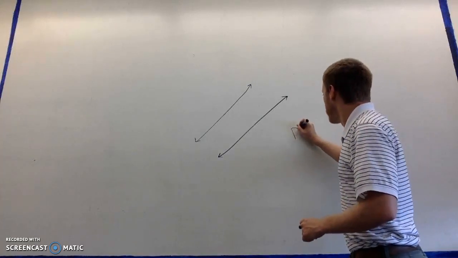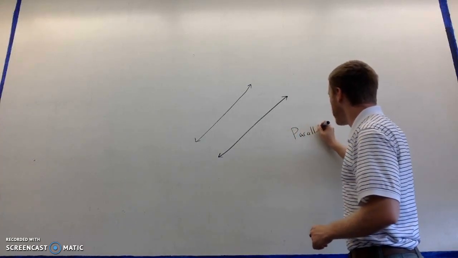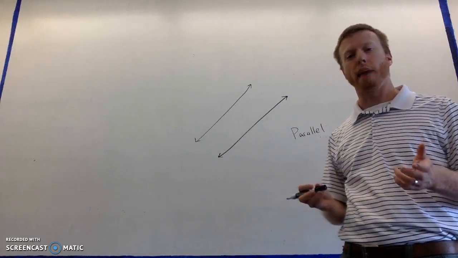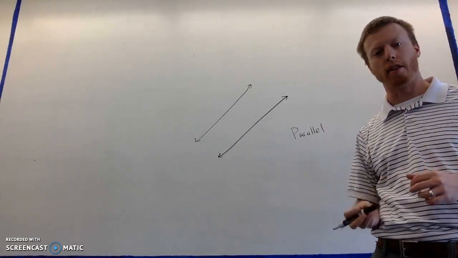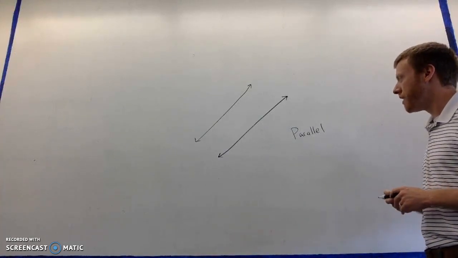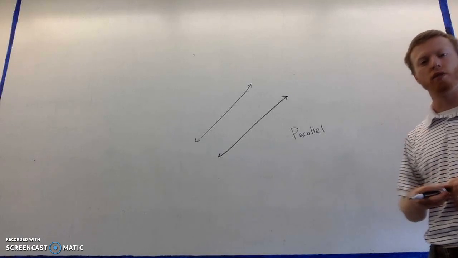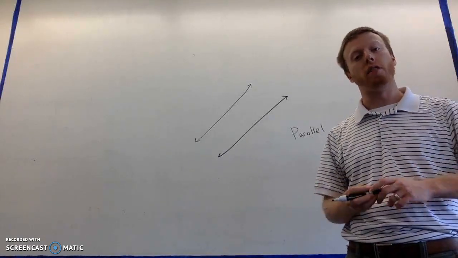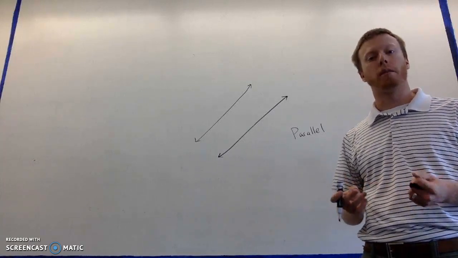Well, we know our definition of parallel: two lines that happen to be in the same plane that don't intersect. Okay, but if we just use that definition, we're going to be stuck. How do you show that they're going to be in the same plane? How do you show that they'll never intersect? So we need a little bit of help.